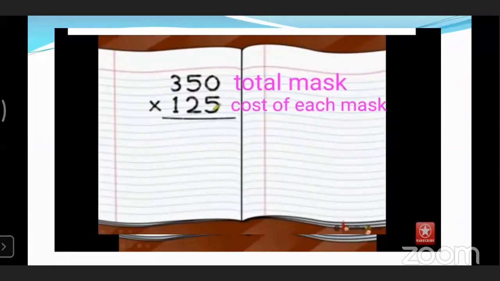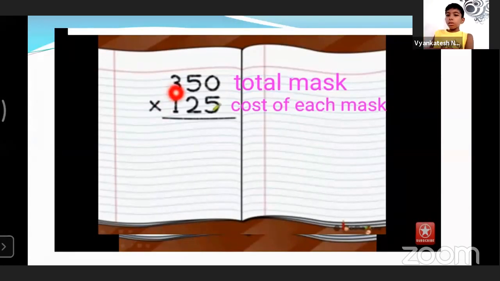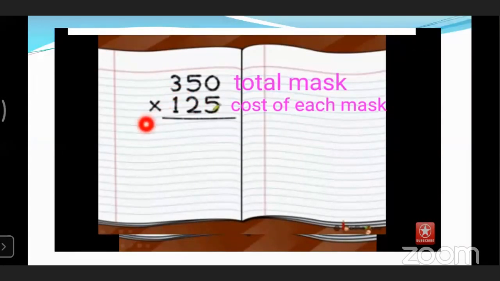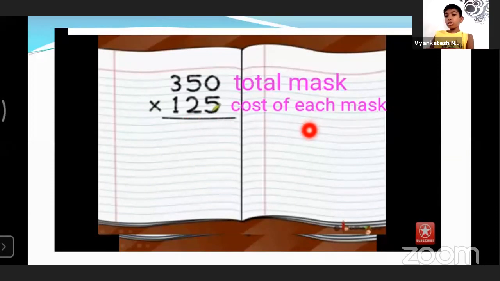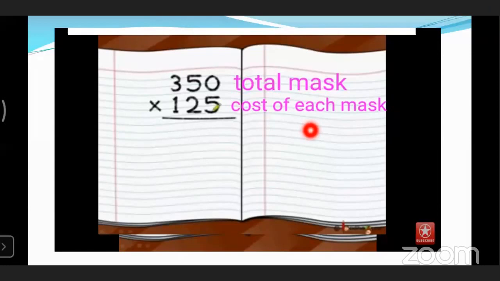See here, I have written the sum 350 multiplied by 125. Now, what is 350? Total mass. Okay, 350 is the total mass. And what is 125? It's the cost of each mass. Each mass means one mass. The cost of one mass is 125. When we multiply 350 by 125, at that time we will get the total answer.